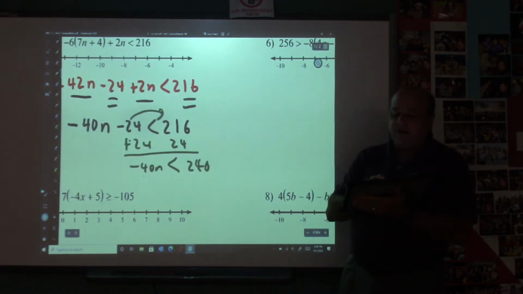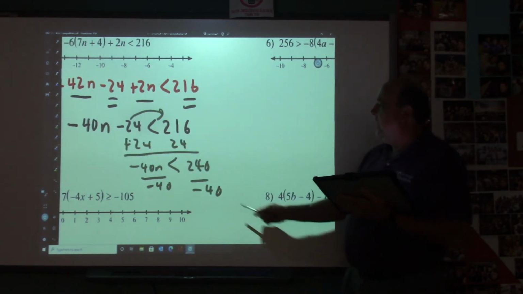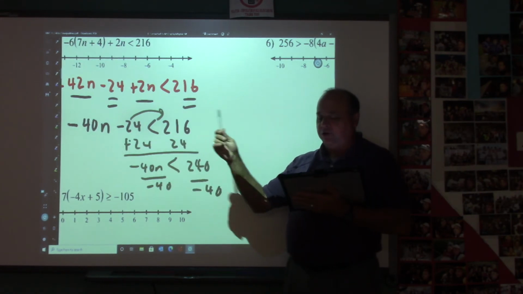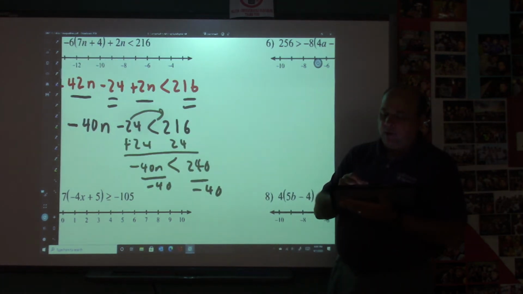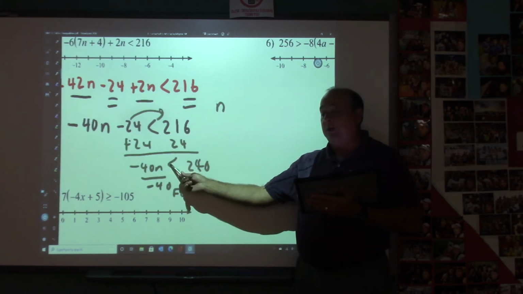And then we're going to divide by negative 40. And then this is a tricky part here. Whenever you divide by a negative, this inequality will flip. And I'm going to show you why in a minute. So I'm going to write down n. If you divide by a negative, write the word flip. You're going to flip the inequality.